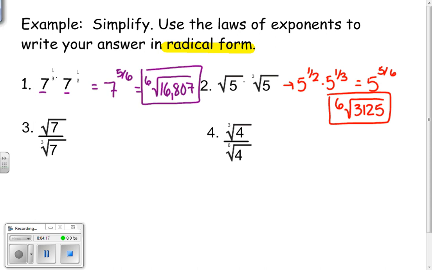In number 3, you can't do this in radical form because the index doesn't match. The top is a square root, the bottom is a cube root. So take a second and rewrite them using fractional exponents. That would be 7 to the 1/2 over 7 to the 1/3. And because the 7s match, you keep the 7, and in this case we end up subtracting the exponents because in division we subtract. Use your calculator to do 1/2 minus 1/3, which should give you 1/6. In radical form, that is the 6th root of 7.